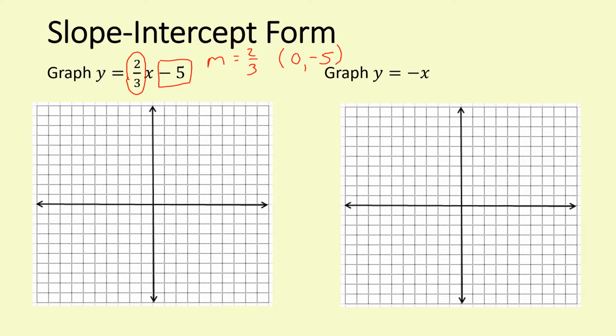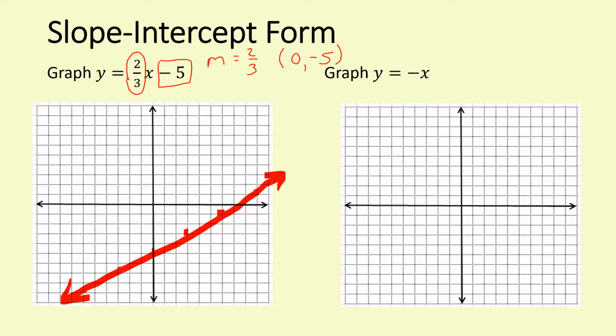If we were to graph this, we always want to start with that y-intercept. So we start at (0, -5), which is down 5. Then we go up and over based on the slope: up 2/3, up 2/3, up 2/3. If we wanted to go down 2/3 from that y-intercept, we'd be down here. Then we connect them all with a line, with arrows at the end since it goes on forever.